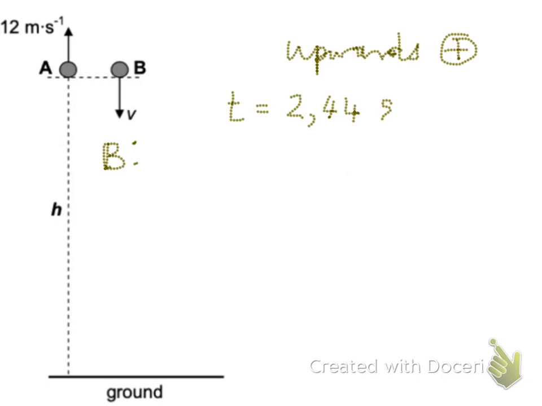We say it's 1.22 seconds to go up to the maximum height, another 1.22 seconds to come down back to its original place where it was tossed up. So it's 1.22 multiplied by 2 gives you 2.44 seconds. That's the time that ball or stone B reaches the ground. So that's the time. What is the value for g? It's minus 9.8 meters per square second.